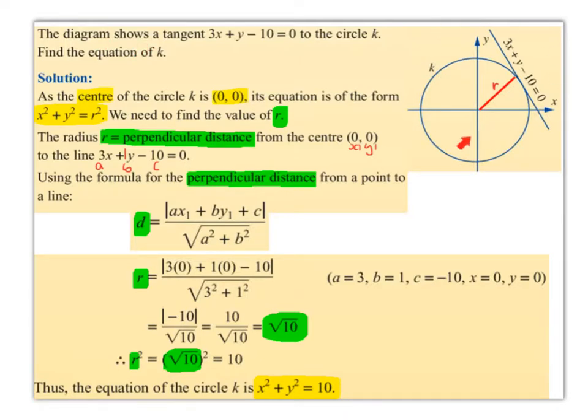So we need the equation of the circle. As the centre of the circle K is (0, 0), its equation is in the form x squared plus y squared is equal to r squared. So we need to find the value of r.